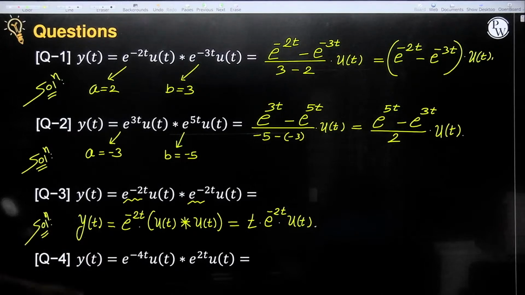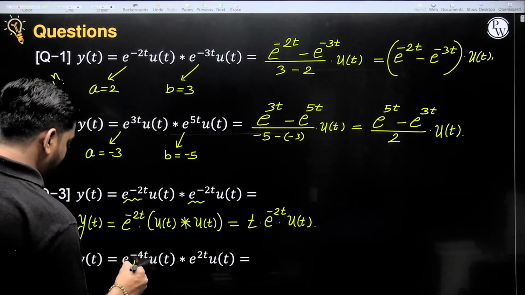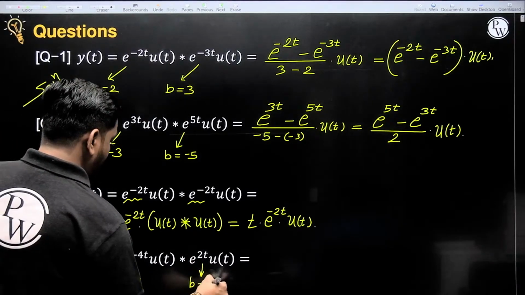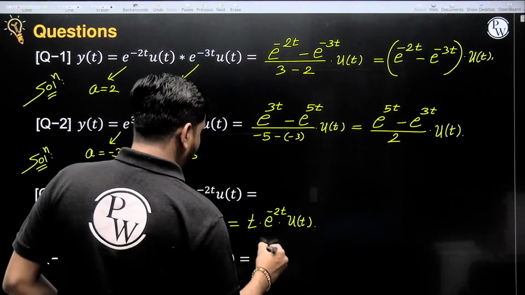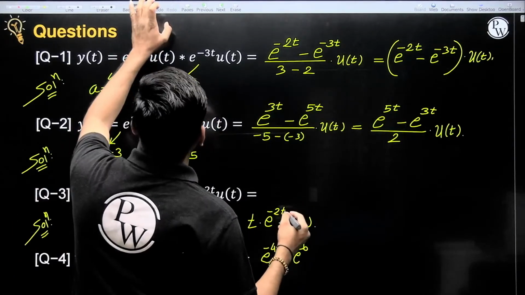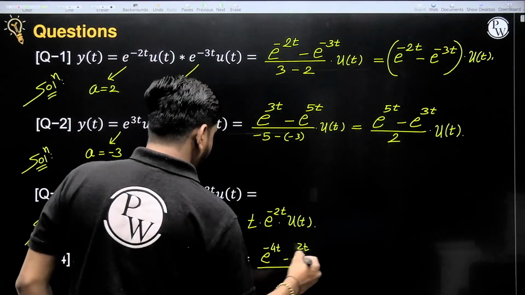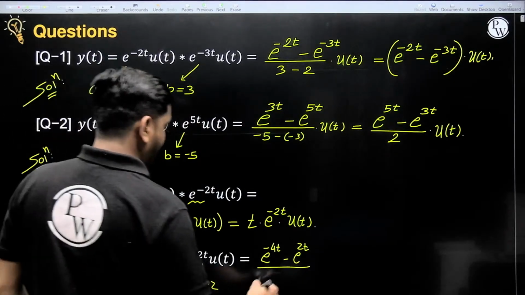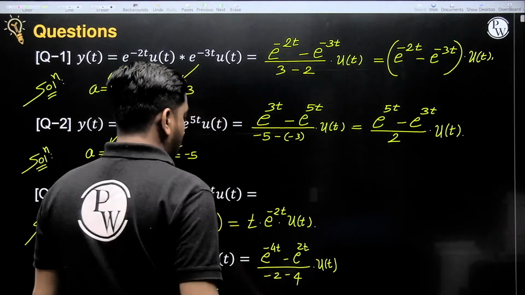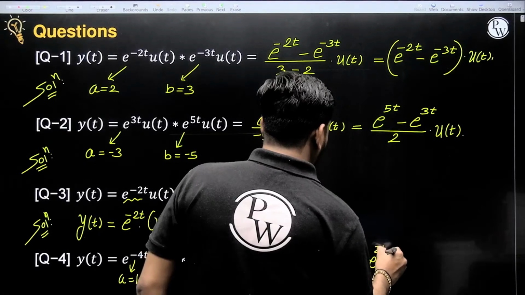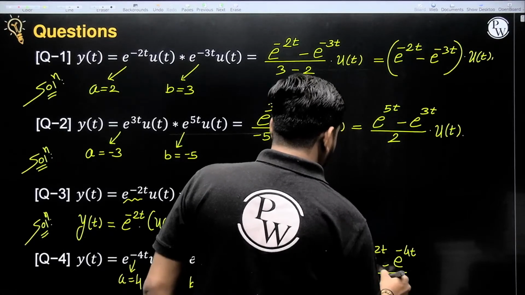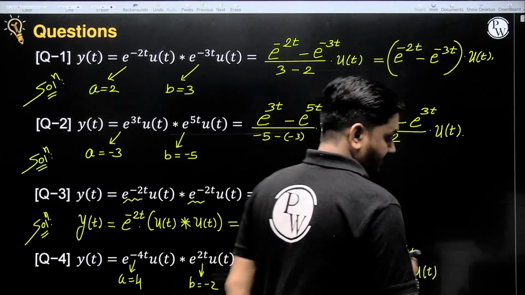Now last question, e power minus 4t u of t and e power 2t u of t. So here see, a is equal to 4 and b is equal to minus 2. So the answer is e power minus at minus e power minus bt divided by b minus a. So b minus a is minus 2 minus 4, that is minus 6, into u of t. So it will be e to the power 2t minus e to the power minus 4t divided by 6, into u of t. Clear?